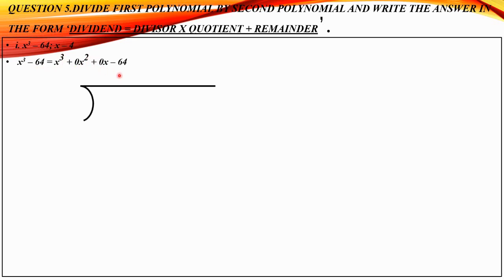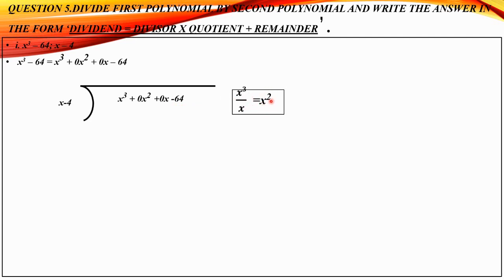Now, this division sign we all know. We have learnt in the smaller classes. Divisor we will be writing outside as x minus 4 and dividend x raised to power 3 plus 0x square plus 0x minus 64 inside. Now, when you divide the first term x cube by x, we get x square. So this is our quotient.